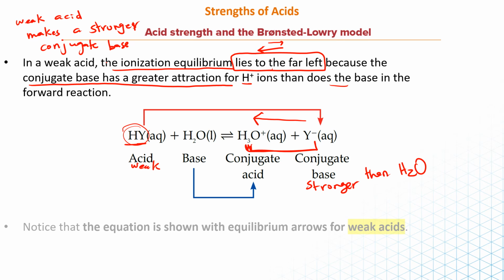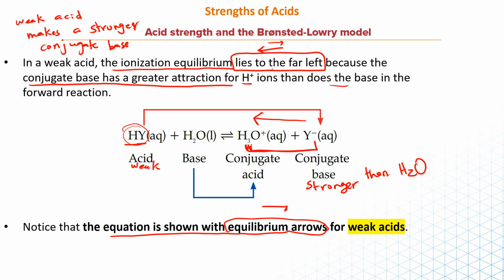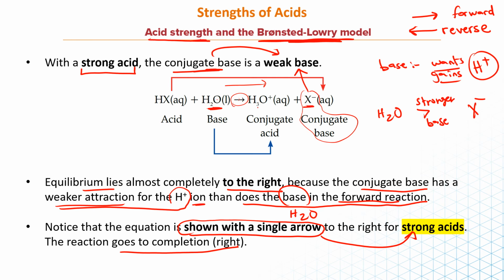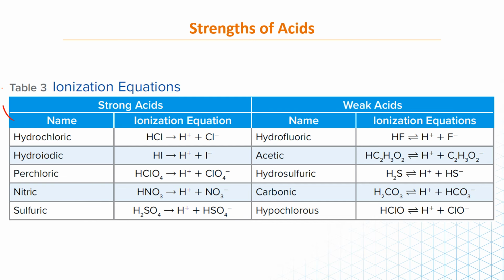Okay? So the equation is shown with equilibrium arrows. So when you see equilibrium arrows, guys, يعني سهمين, it means it's a weak acid. If you see one arrow, سهم واحد, it means it's a strong acid. Alright? So this is how you can know. So this is the ionization of some strong acids. So guys, try to memorize them.